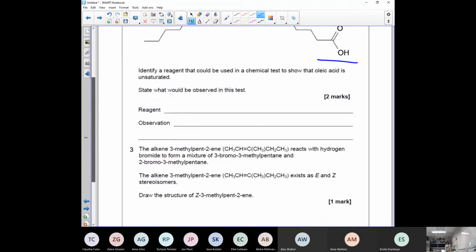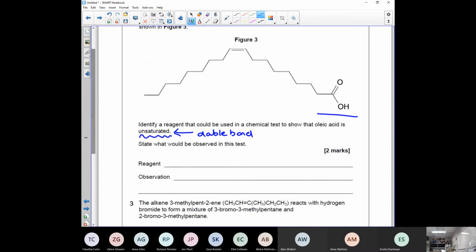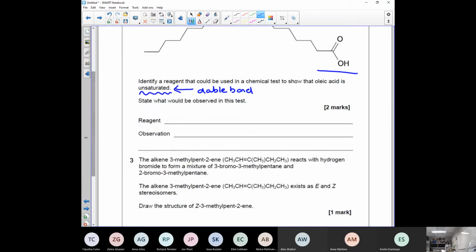So let's actually look at the question. Identify a reagent that could be used in a chemical test to show that oleic acid is unsaturated. This word we do have to be confident with. Basically unsaturated means we've got a double bond in there. There are 2 functional groups in this compound: a carboxylic acid and an alkene. If you're not comfortable with that term unsaturated, you don't know what you're testing for. So we want to test for an unsaturated compound, so we want to look for a double bond.